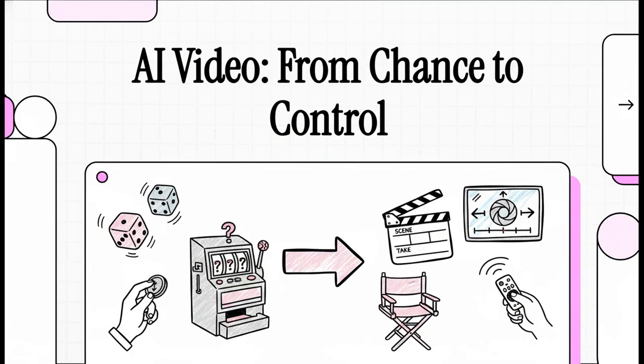Okay, if you've ever tried to make an AI video, you know that feeling, right? You type in a prompt, you hit generate, you cross your fingers, and you just hope for the best. It feels a lot less like being a creator and a lot more like playing a game of chance. But what if you could stop gambling and actually start directing? Well, today we're going to break down a framework that gives you total creative control.